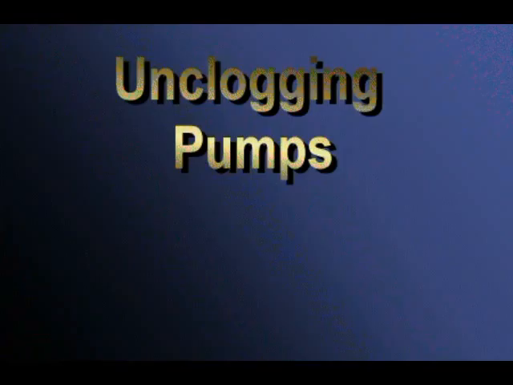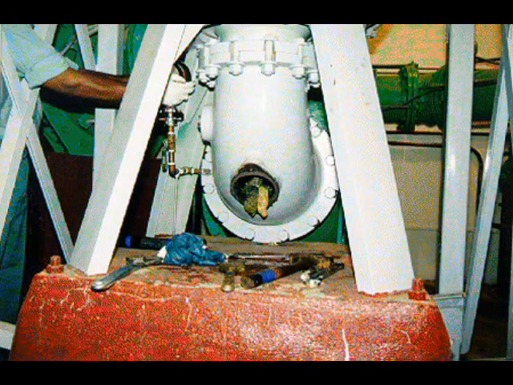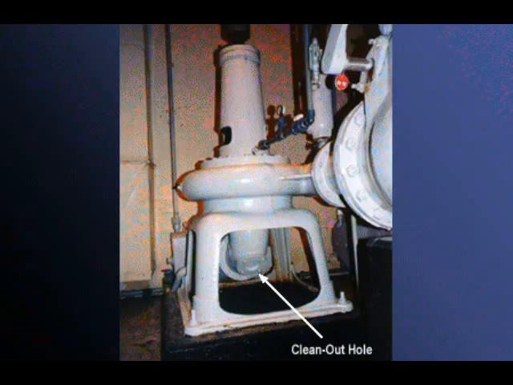Another operational function that an operator should be familiar with is how to unclog a pump. While centrifugal pumps are designed for minimal clogging, they sometimes do clog, especially if stringy material is being pumped. Most centrifugal pumps have cleanout holes on the suction side of the pump. These cleanouts can be opened if the pump becomes clogged.